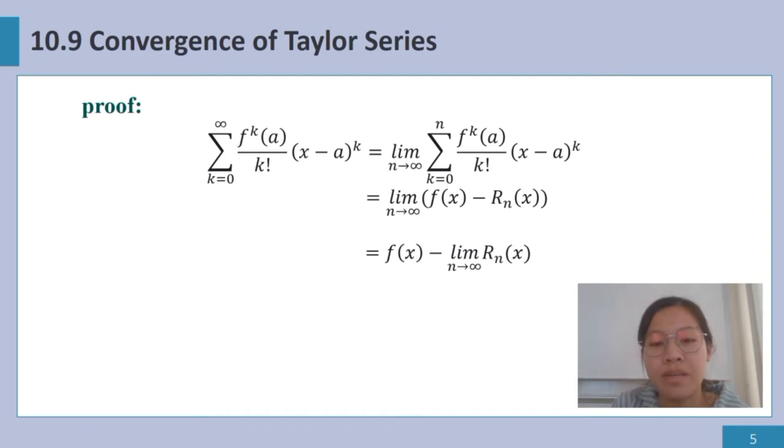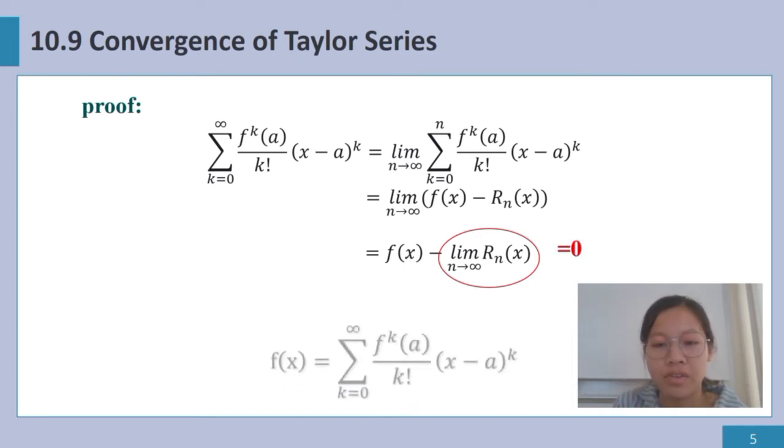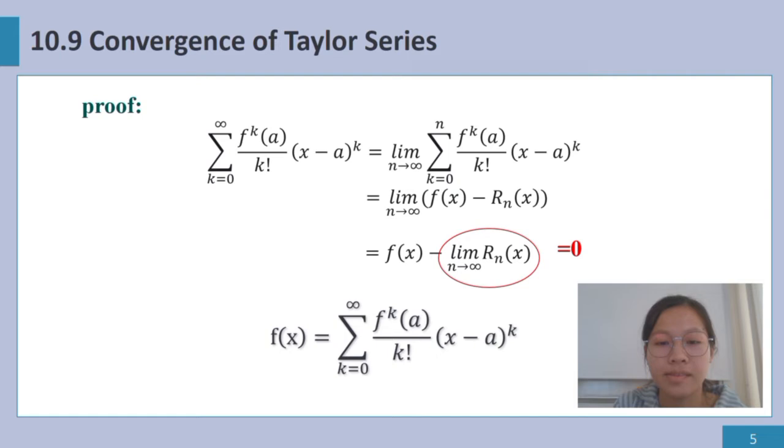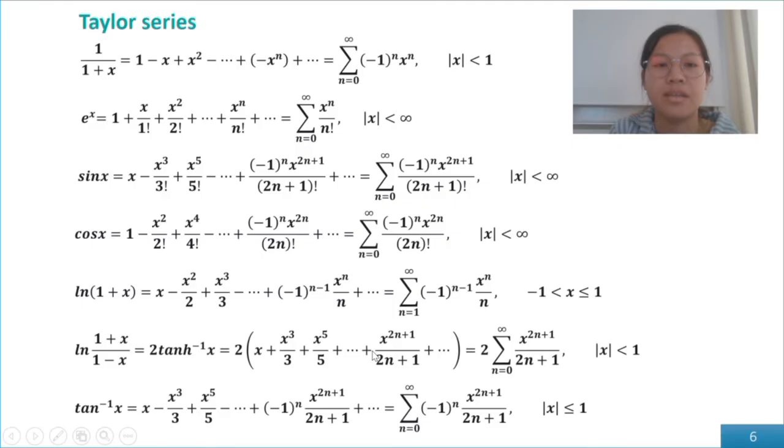So the limit of f is still the same because it is a constant here, and then we get minus the limit as n approaches infinity of our remainder term. So in order for f of x to equal the Taylor series, the limit as n approaches infinity has to approach 0. When it is equal to 0, we can say that the Taylor series is equal to f of x.